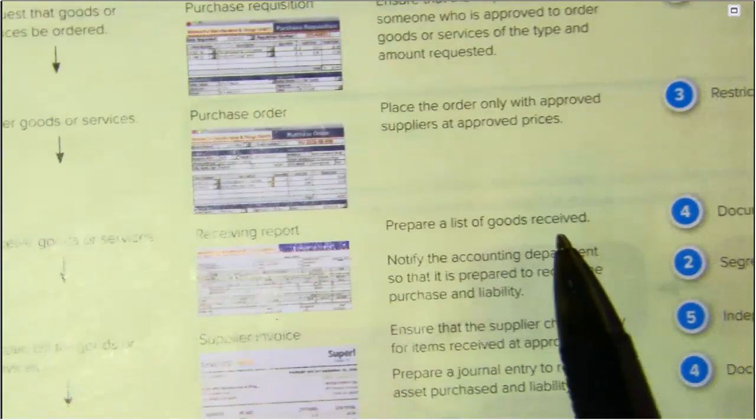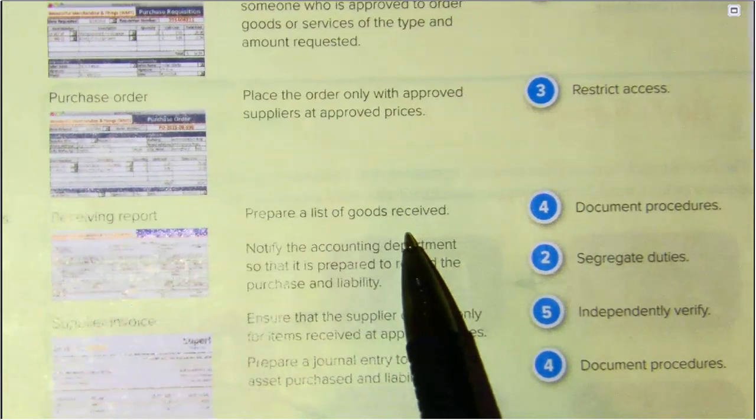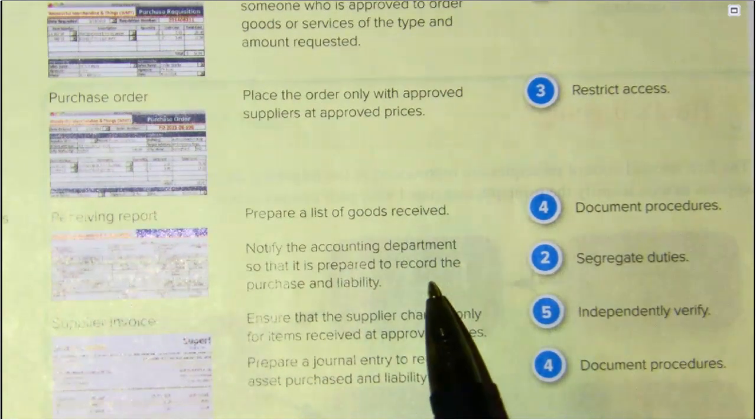So the receiving report prepares a list of the goods received, so we're documenting the procedure. It also goes to the accounting department, so that the accounting department knows how much to record the liability for. We're separating out our duties here, making sure the record keeping is separate from the handling of the goods.